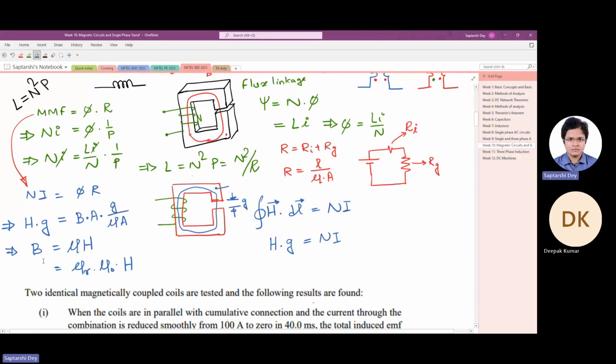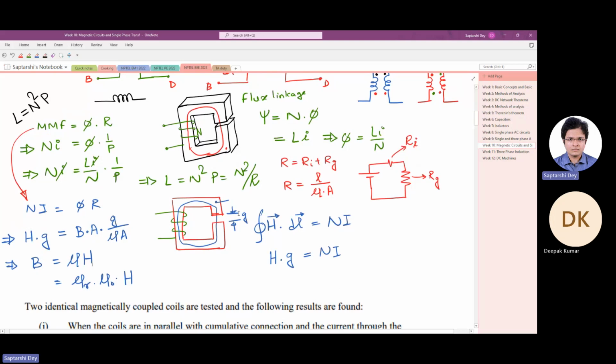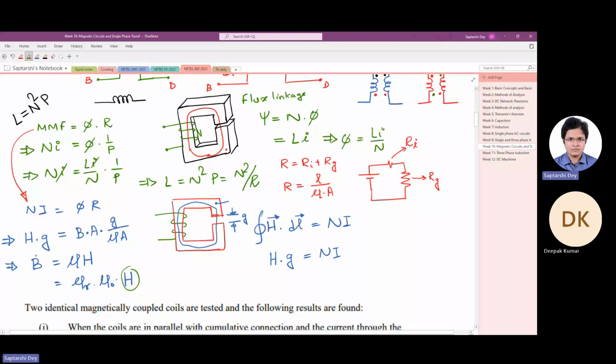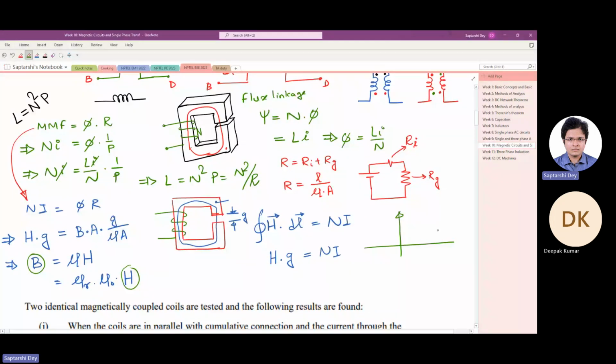Now why I derive this equation is that this inductance, flux linkage, all of these very much depend on the geometry: how you are making it, how your magnetic circuit core looks like, how is the winding, how many turns are there. But B and H, how much H will cause how much B, this is intensity and this is density. That is a material property that does not depend on the circuit. It's a material property.